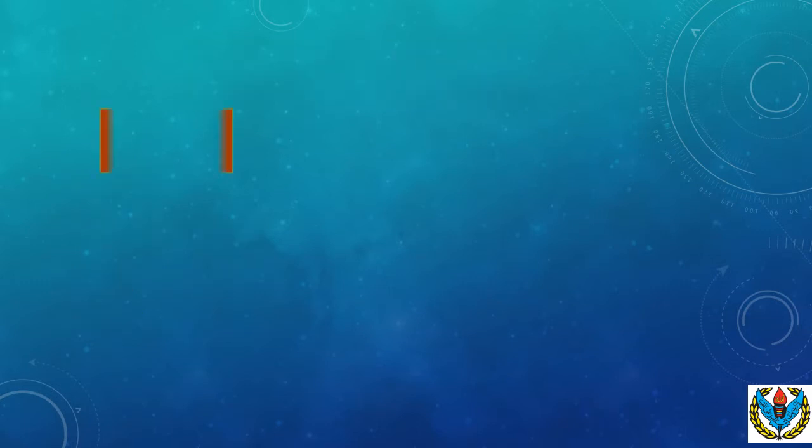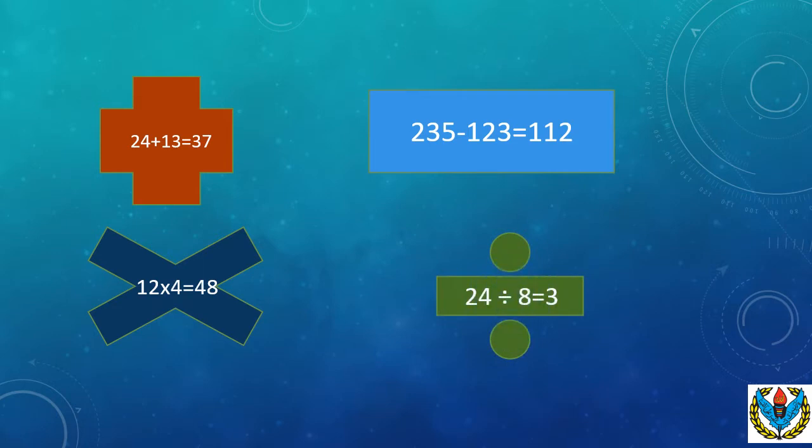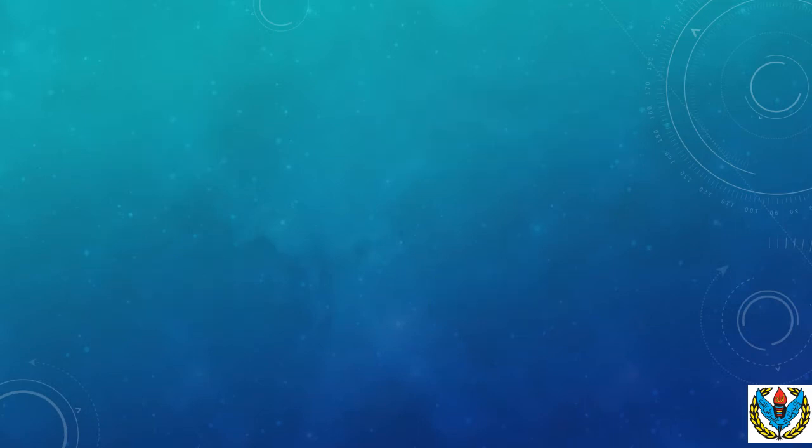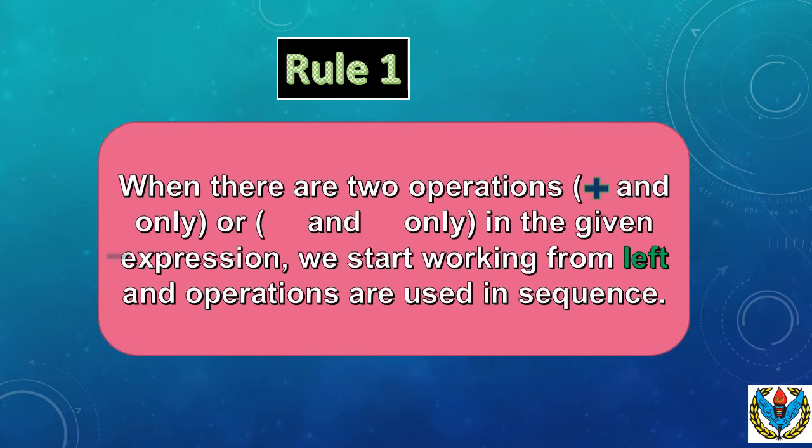As previously, you have done the addition, subtraction, multiplication and division questions separately, but now further you will use them together. Maybe 2 or more than 2 operations will come together. And now how can we solve it if they come together? Here is rule number 1. When there are 2 operations, addition and subtraction only, or multiplication and division only, in the given expression, we start working from left and operations are used in sequence.